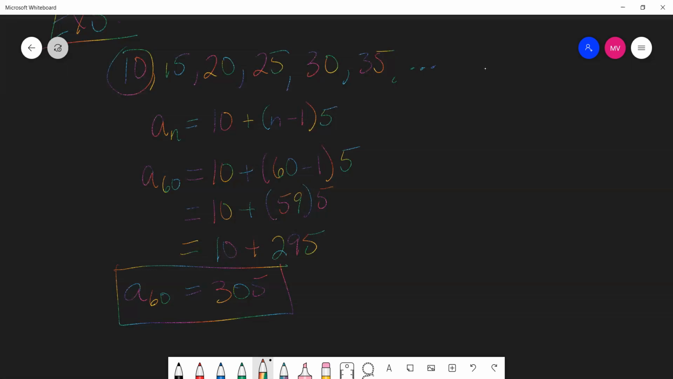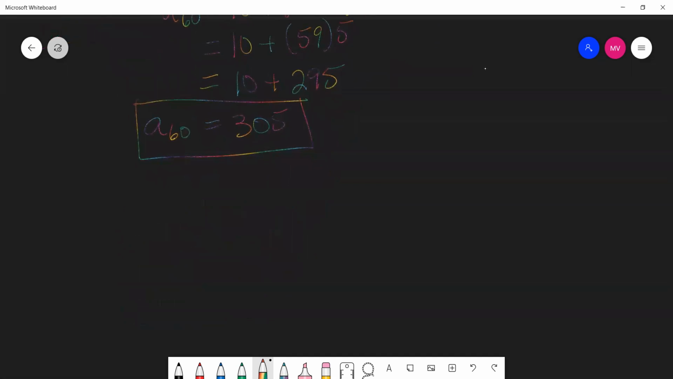Let's look at example 6 and work through skill check 3. For example 6, we are asked to write the explicit formula for the sequence -7, -4, -1, 2, 5, and 8. That's our sequence. Then we are asked to find the term at position 72.